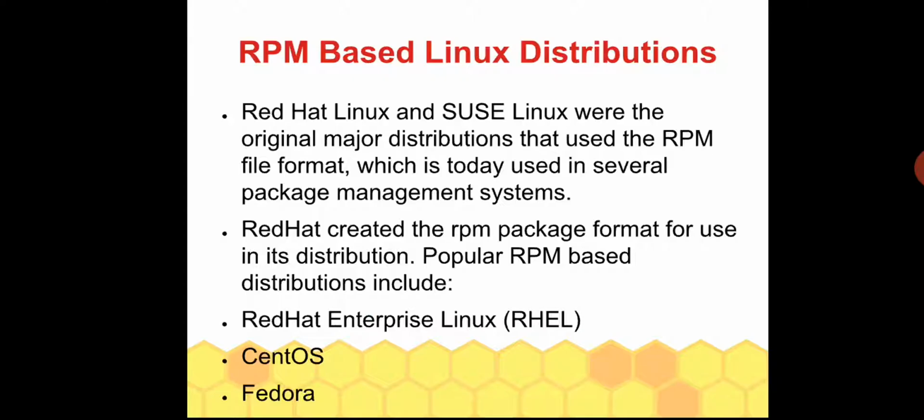If the college starts, and you have a laptop, you can bring that laptop to the class. In one laptop, we can try to install some paid cracked OSs if available. Otherwise, we can go for some free versions also. We can go for Red Hat or Fedora, Deepin, or Ubuntu also. There are so many operating systems available on the Linux platform. Red Hat Linux and SUSE Linux were the original major distributions that use the RPM file format, which is today used in several package management systems.